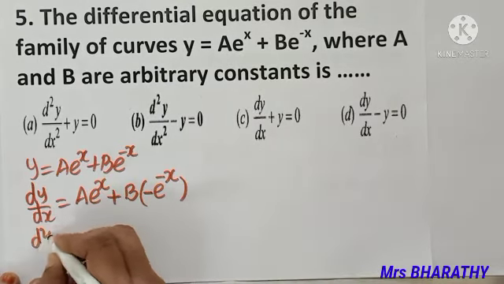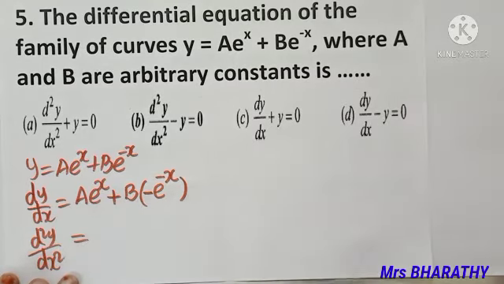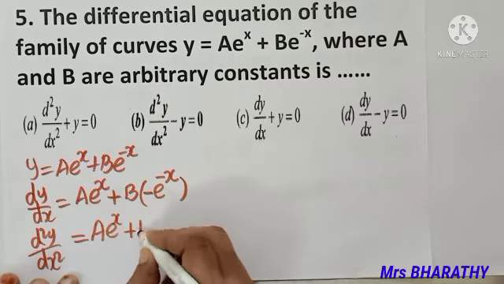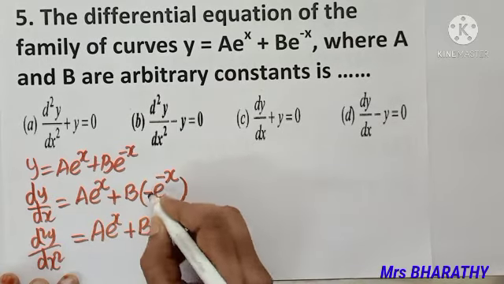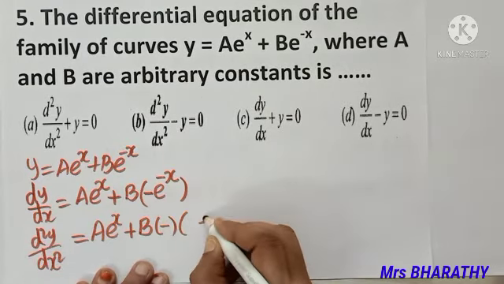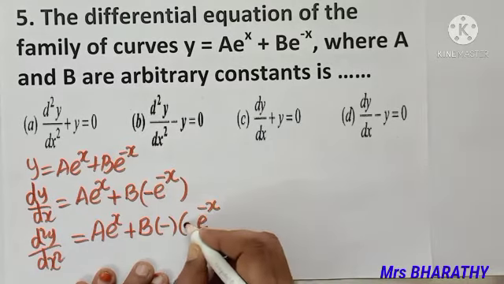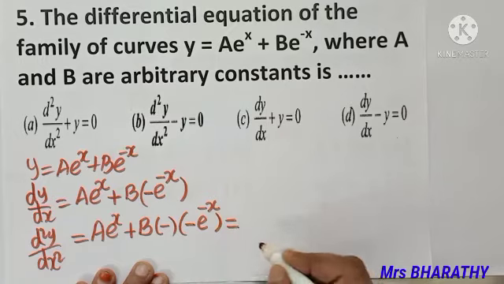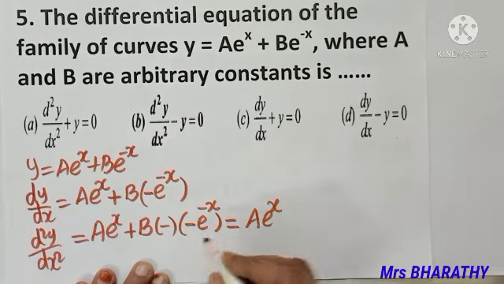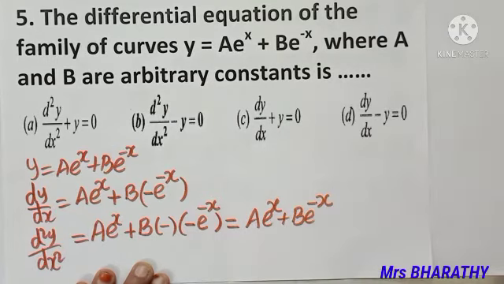When I differentiate again, it is d square y by dx square, a as it is, e power x is e power x, plus b as it is. There is a minus symbol. e power minus x becomes e power minus x. Because it is minus x, we have one more minus symbol. That becomes a e power x, minus into minus plus. So it is plus b e power minus x.